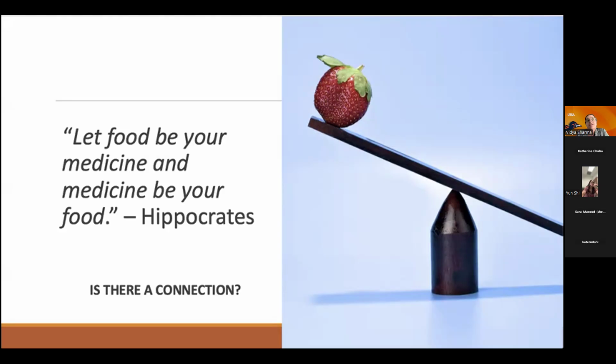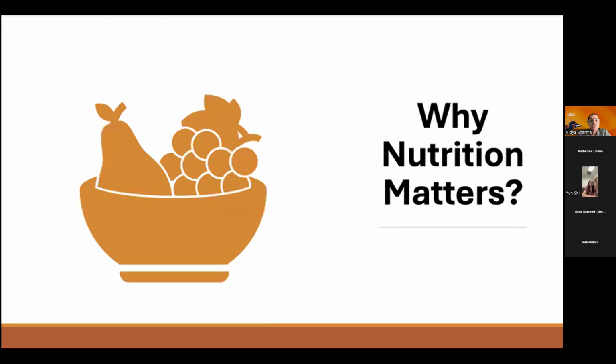But I think we are in that trend with more modernization and more technology. We lead a busy life, but we don't really pay a lot of attention to what we consume. Convenience is really what dictates our food choices nowadays. So, starting to delve into the topic of why nutrition matters.